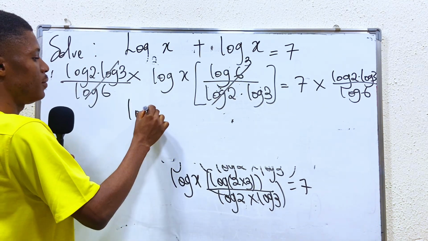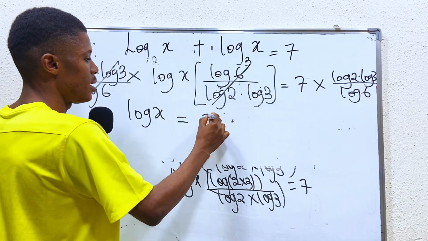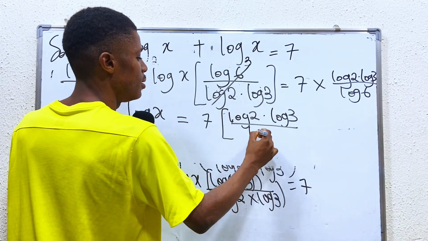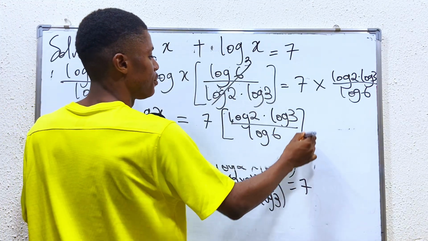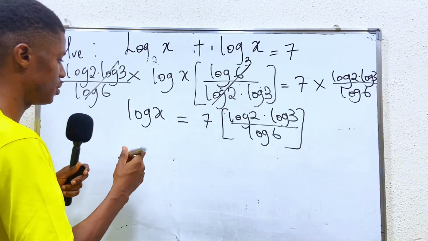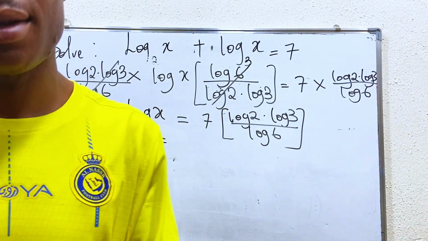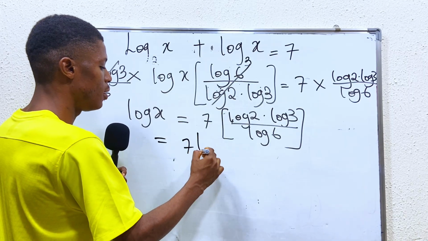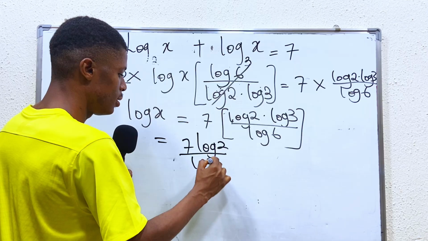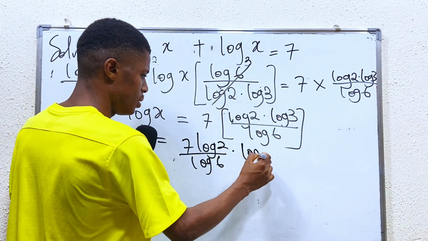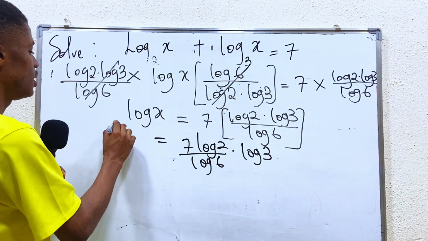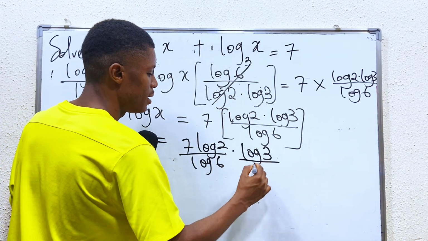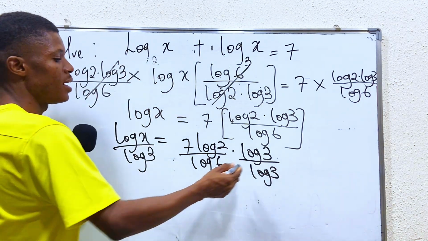So what am I left with? I'm left with log x, and that's equal to 7 times log 2 times log 3 divided by log 6. Very simple. Let's simplify it well. We can write log x as 7 log 2 divided by log 6, then times log 3. Let's just leave it like this. The next thing I have to do is divide through by log 3 on both sides. Nothing changed.